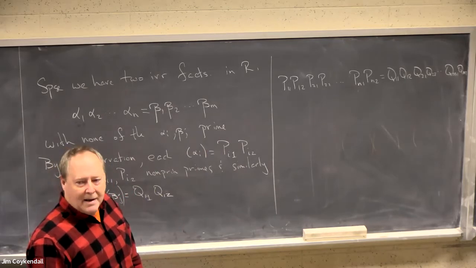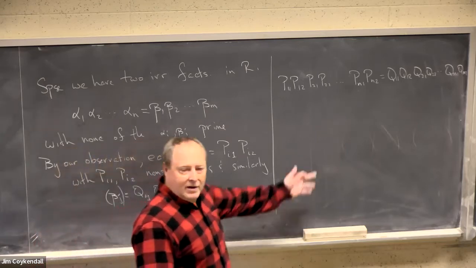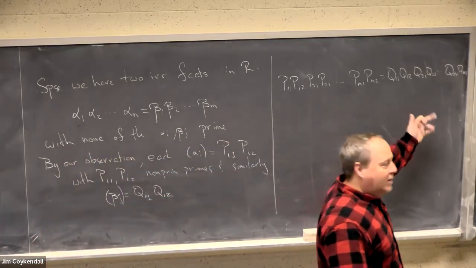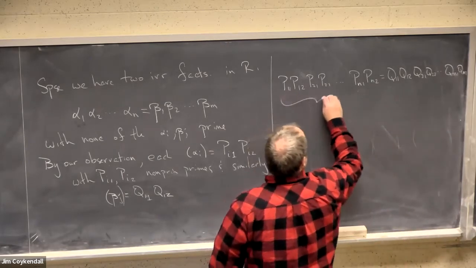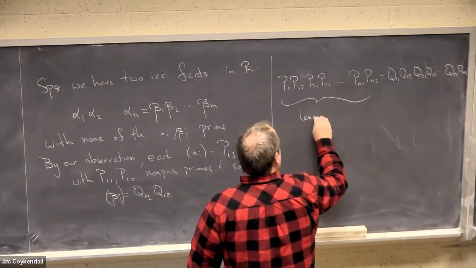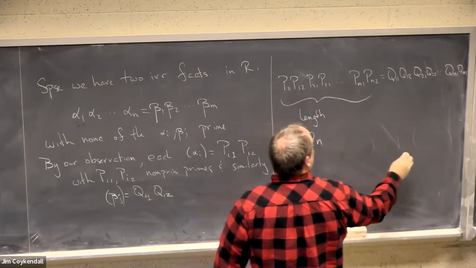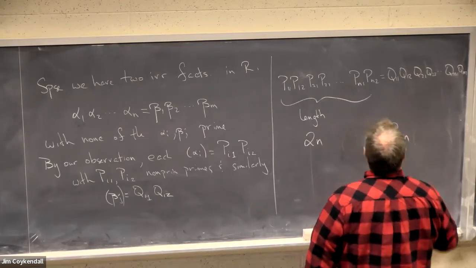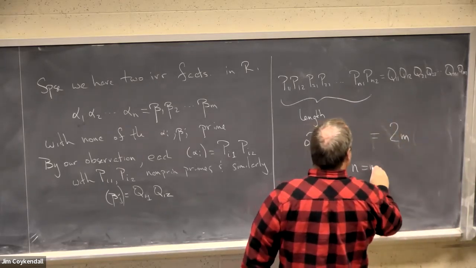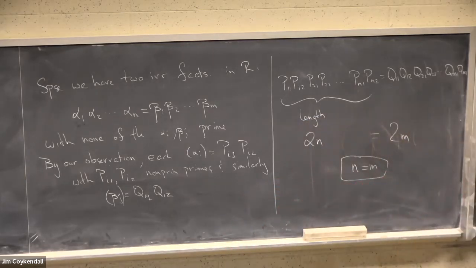But prime ideal factorizations are unique. And I don't even care about the uniqueness here. I don't care about it, right? Because the length over here is 2m. And the length over here is n. So I have unique factorization.